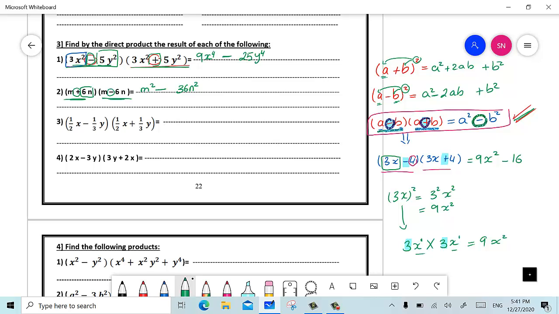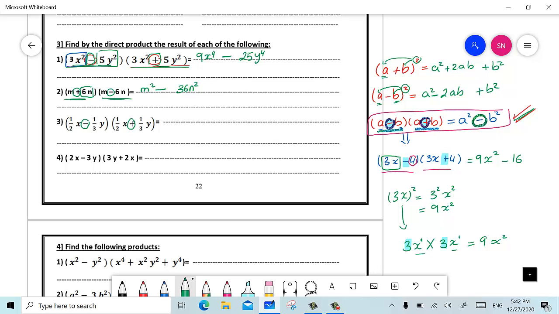So let's go now for question number 3, and here we have (half x minus 1/3 y) multiplied by (half x plus 1/3 y). Again, we have two binomials. The only difference between them is the sign between the two terms, or the operation between the two terms. And here we have fractions. We are going to perform the same steps, either we have whole numbers or we have fractions.